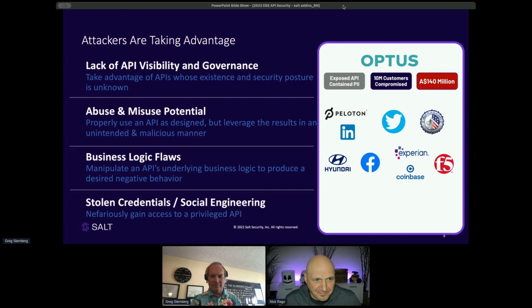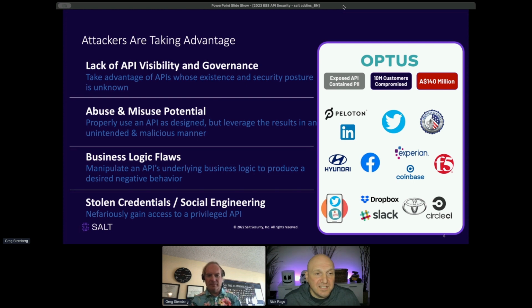And then the last one there, you click one more time, Greg, and build that out, is one we're seeing so much right now, and I'd love to get your thoughts on it, Greg. It's stolen credentials, social engineering, and spear phishing, and the fact that attackers are basically saying, I'm going to use whatever I can to try to get access to privileged APIs. I want a privileged credential to a privileged API.